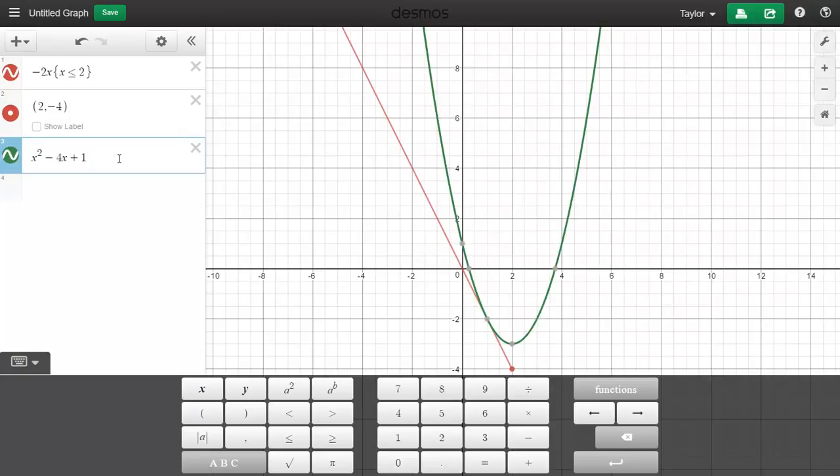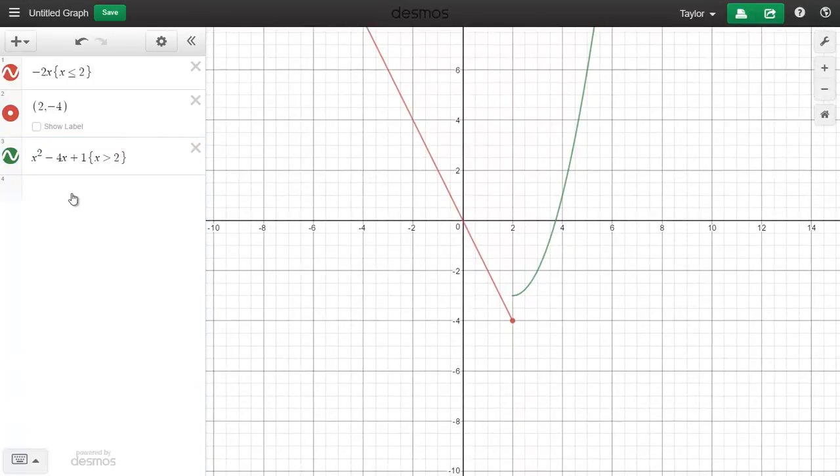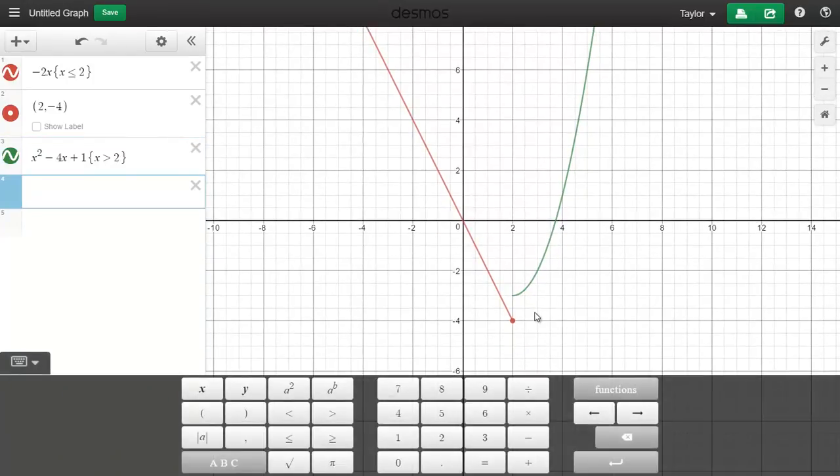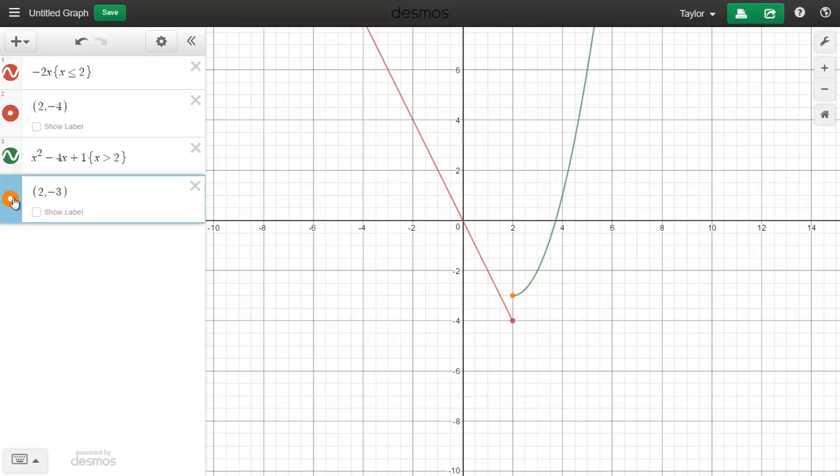Now that was defined for all the other x values, so x is greater than 2. Okay? And just to stress the point here, f of 2 is down here, not here. I'm going to say that is 2 comma negative 3. Let's make it green to match. And that is an open dot. So f of 2 is not negative 3, f of 2 is negative 4, as per our directions in the piecewise definition.